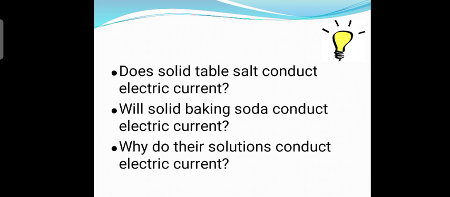Students, just think and try to answer these questions. Does solid table salt conduct electric current? Will solid baking soda conduct electric current? Why do their solutions conduct electric current?